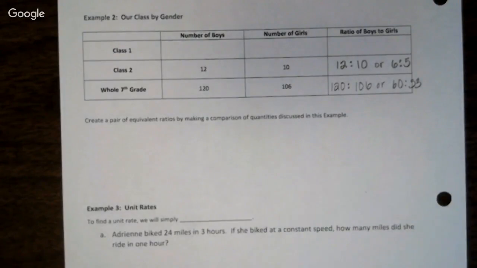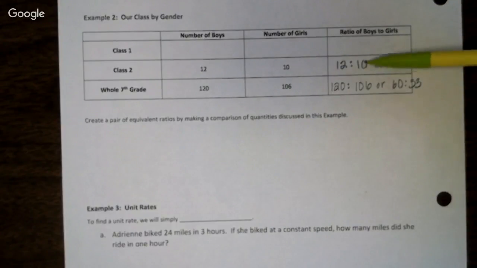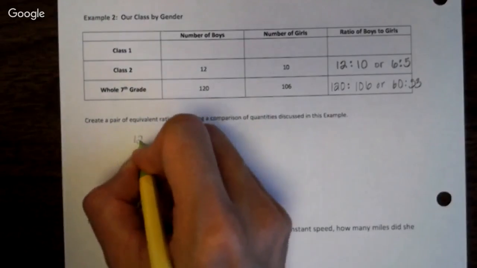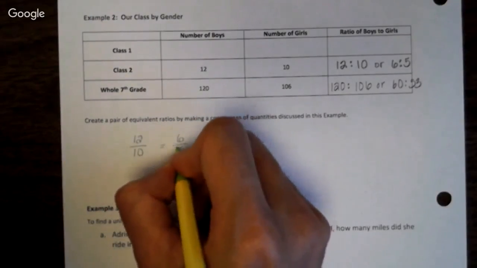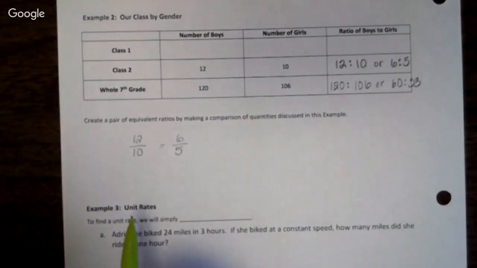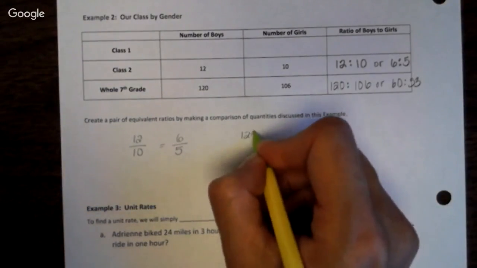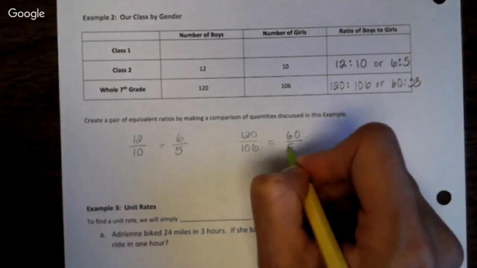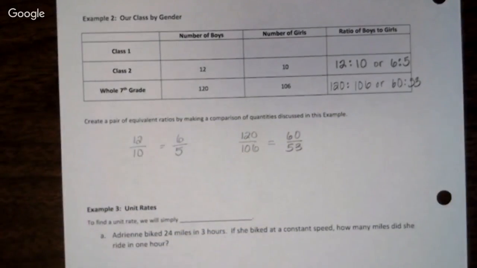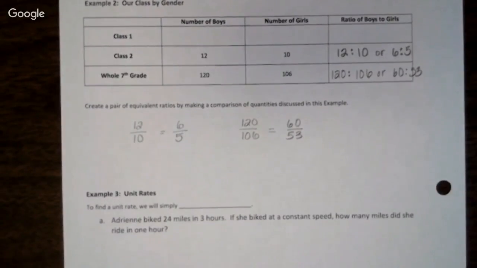All right, it says create a pair of equivalent ratios by making comparisons of quantities discussed in this example. So basically what it wants you to do is take these and make equivalent ratios. We already did this. So 12 to 10, 12 boys to 10 girls is the same thing as 6 to 5. Those would be equivalent ratios. We said 120 to 106 is the same thing as 60 to 53. So those would be equivalent ratios.